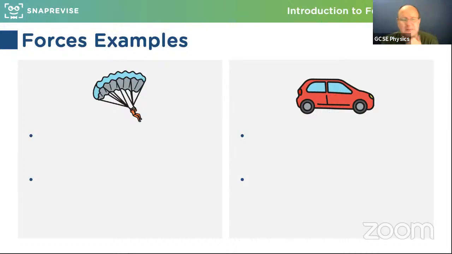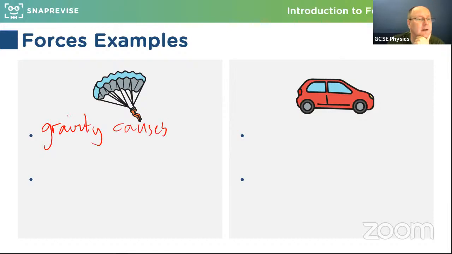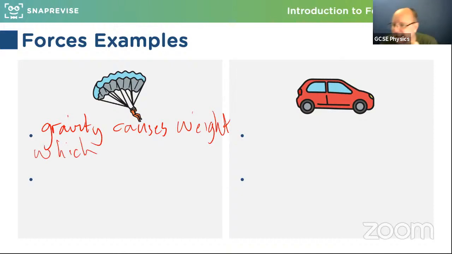Let's think about the forces that are acting on our parachutist there. So we've got someone who has been skydiving, they've opened the parachute. What is the force acting? Well, there's several forces acting here. Name a force acting on the parachutist. Air resistance and gravity. Right, okay, so gravity causes the weight, which direction is the weight acting?